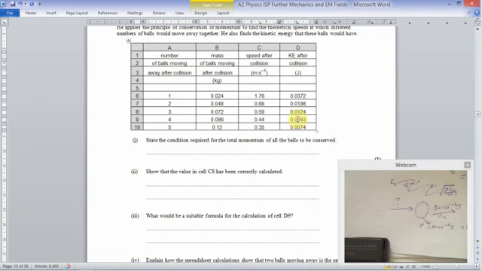What would be a suitable formula for the calculation of D9? D9 is kinetic energy after collision, so that's half mv squared. So half times 0.096 times 0.44 squared. So D9 is equal to 0.5 times B9 times C9 squared.